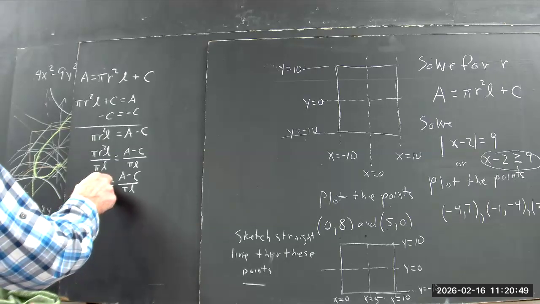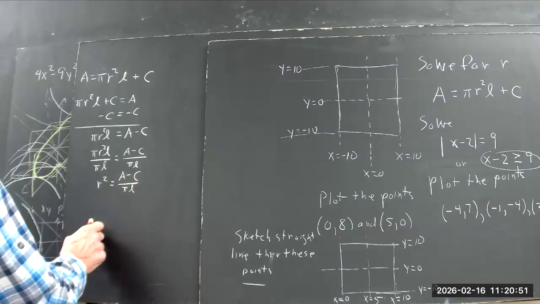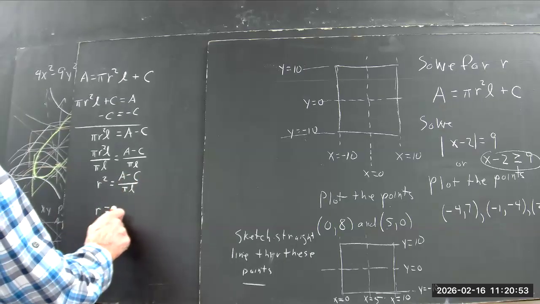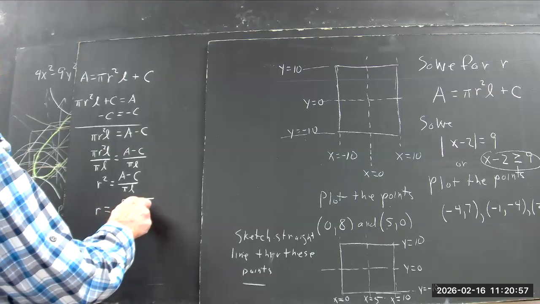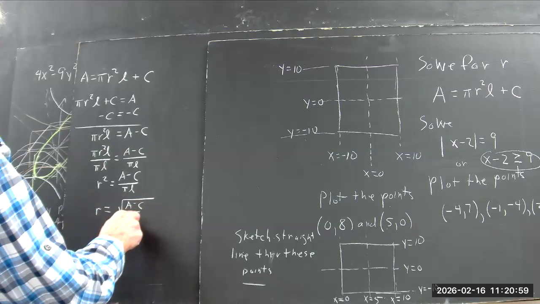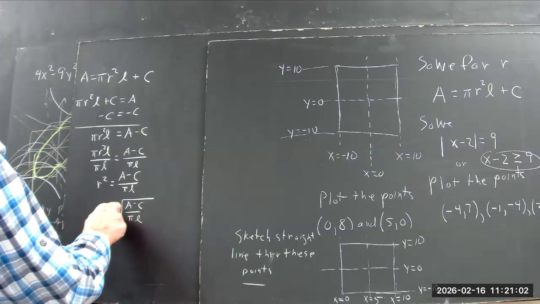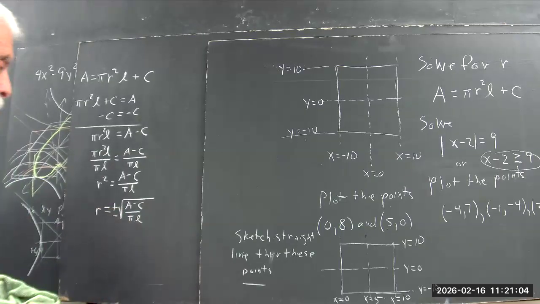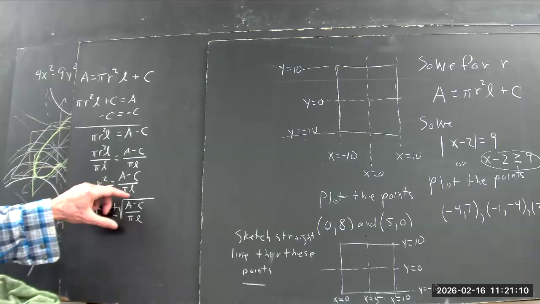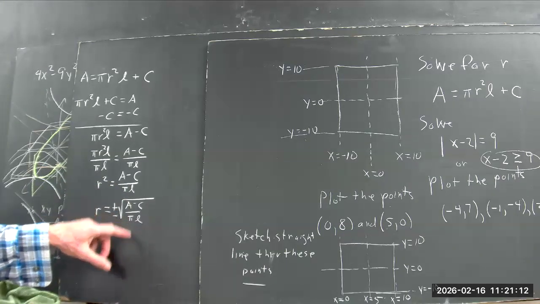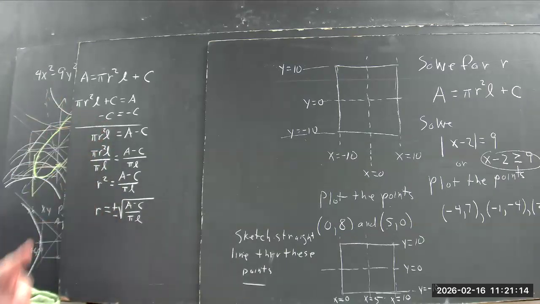The solution to R squared equals something is R equals the square root of that something, or the negative square root of that something. Okay, because if you square the square root of A minus C over pi L, you get just plain old A minus C over pi L.